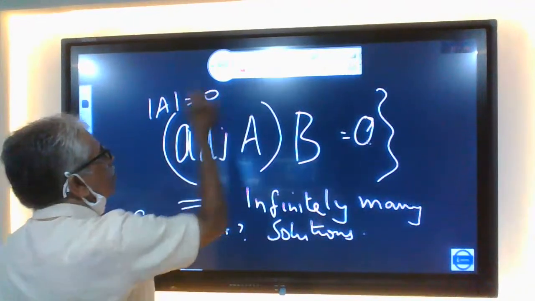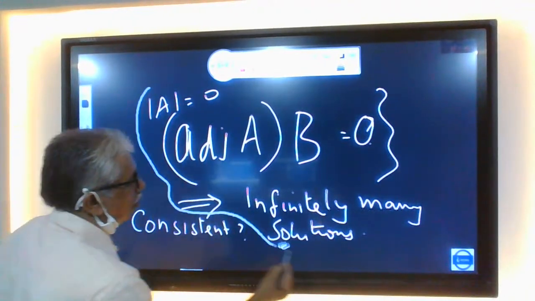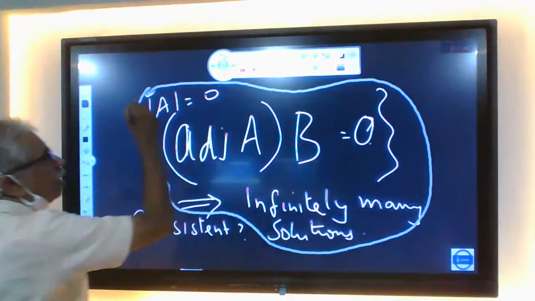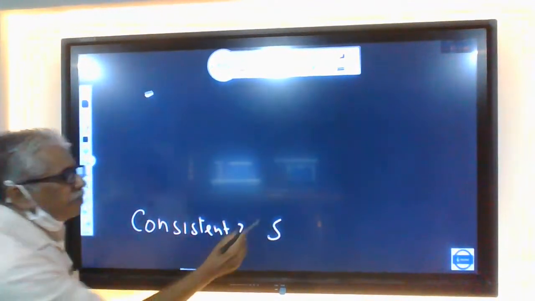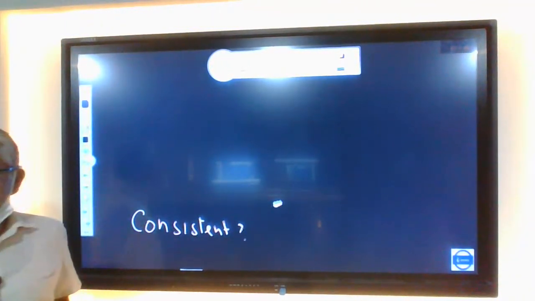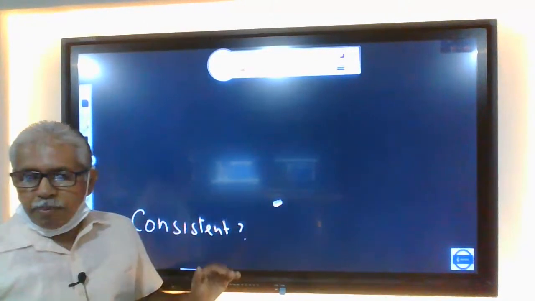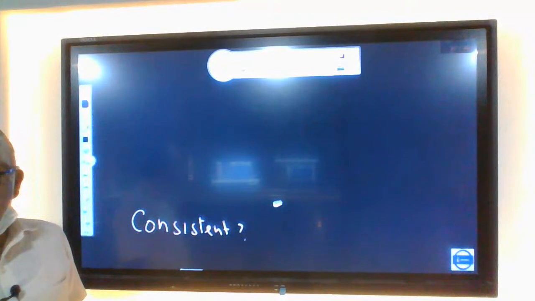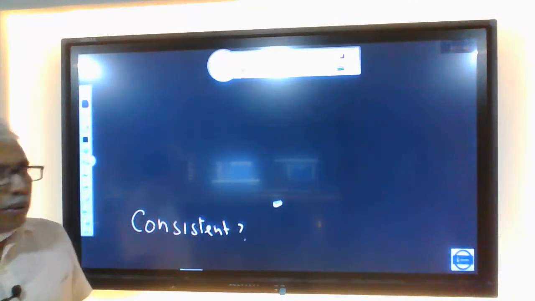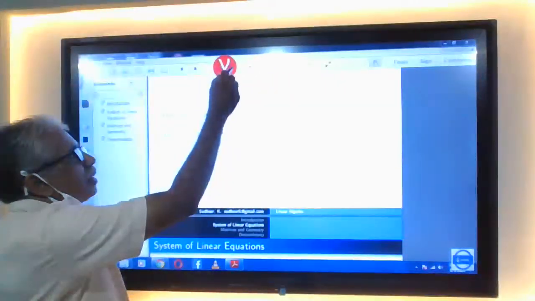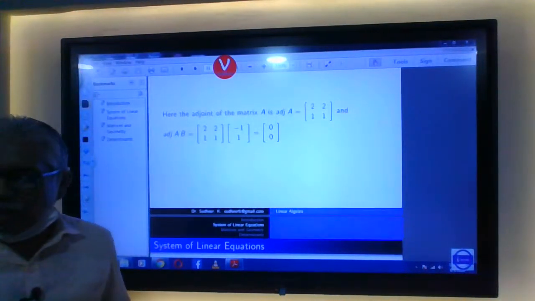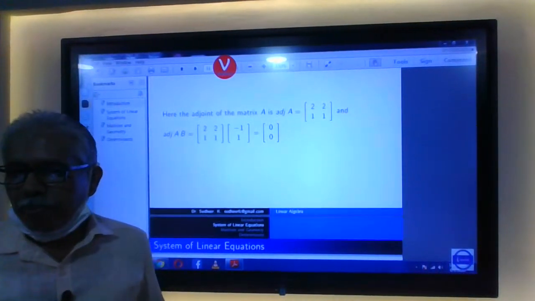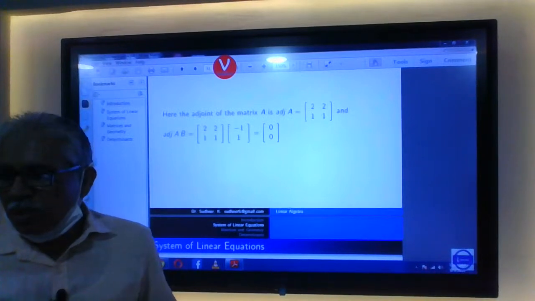Consistent means there is a solution. So a linear system, a non-homogeneous linear equation system, will be consistent if the coefficient matrix is non-singular. In that case, there will be exactly one solution.